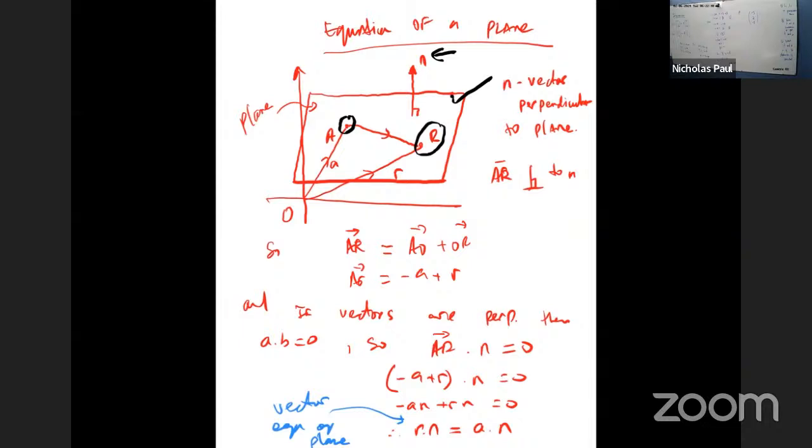First thing first, we can draw A and R back to the origin. And we can find AR. AR is AO plus OR. From a diagram, you can see that AO is minus a and OR is small r. All right? So now here's what we know. If we know a vector on the plane, AR, we know that that vector is perpendicular to n. What we know about perpendicular vectors are, Divesh?